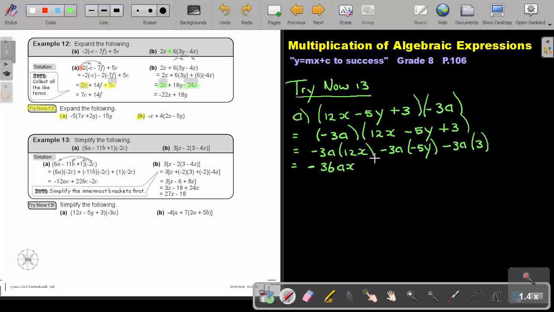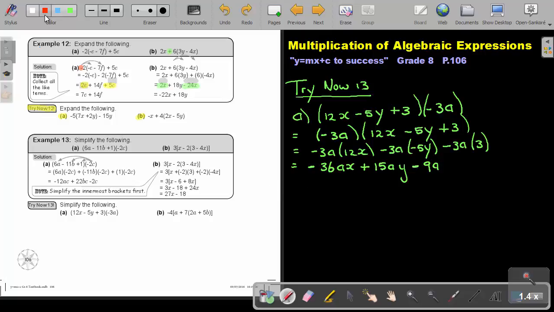Okay, and then the next one, negative times a negative. It's an even amount of negative signs, so it will be positive 15ay. And this is just one negative. It's odd, so it's just negative, and it's 9a. And if I look at this, I see no like terms. So this is my final answer.